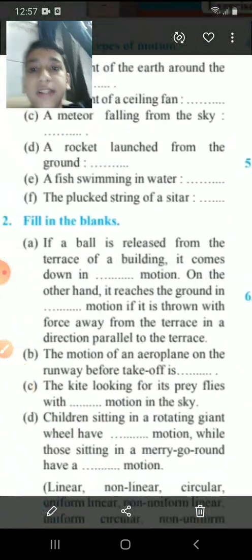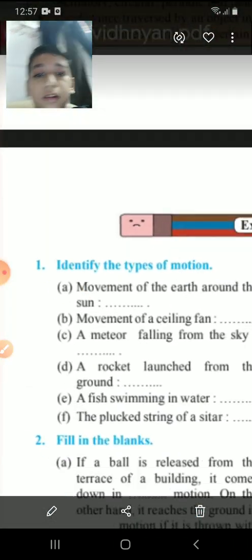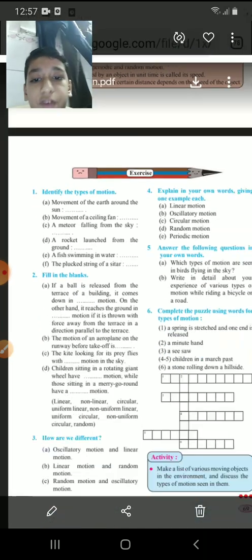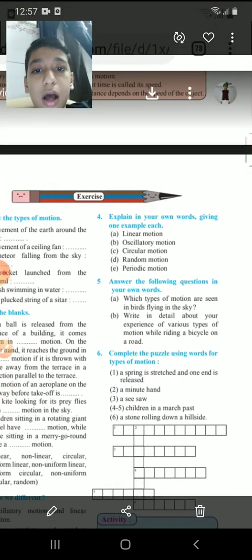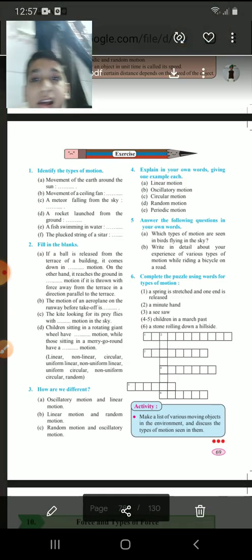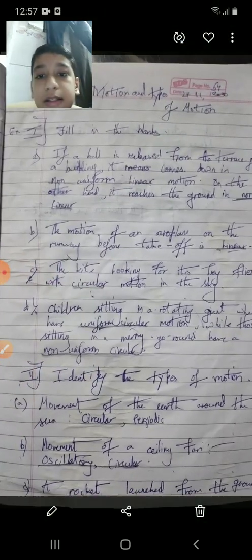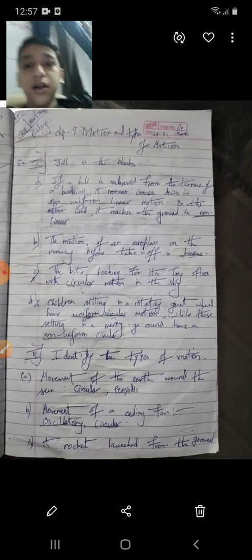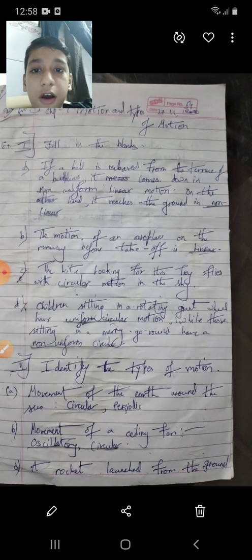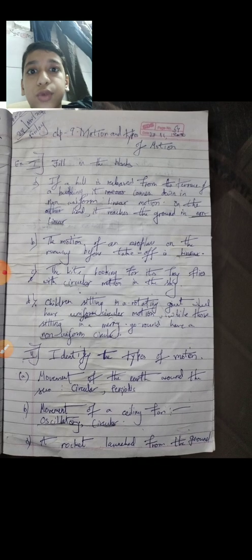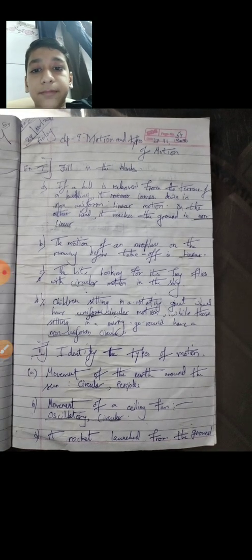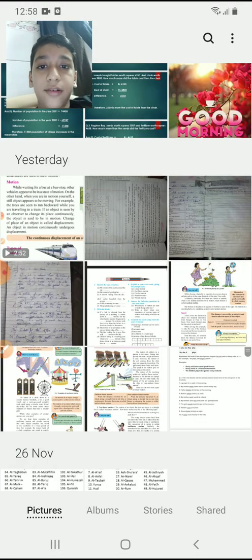Now the exercise. First, fill in the blanks. The answer is non-uniform linear, non-linear. So you see and write. I will wait.